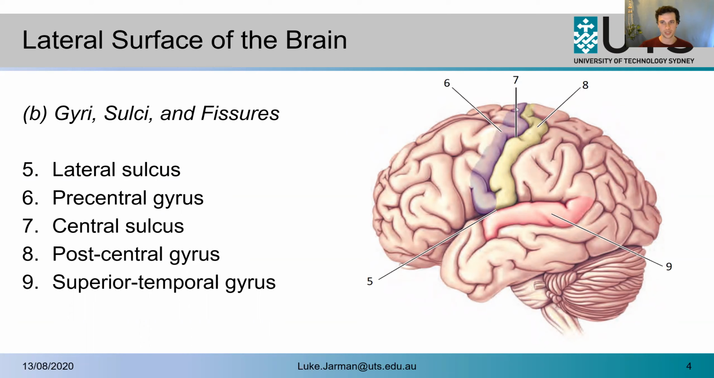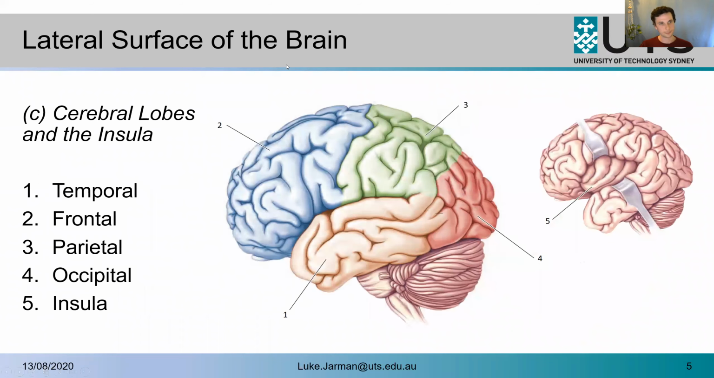So again, your sulci are your grooves, and on either side of those you have your gyri. So you have central, and then you have your precentral gyrus and your postcentral gyrus. That's pretty straightforward. And then you have your superior temporal gyrus as well. Superior meaning on top, and temporal obviously refers to your temporal lobe.